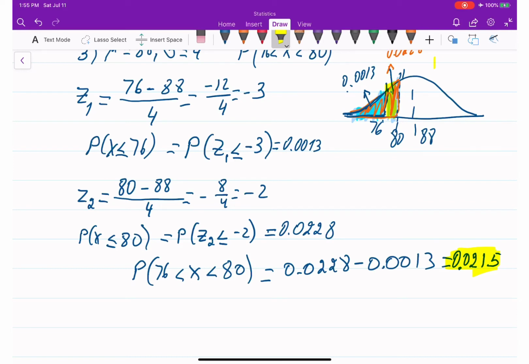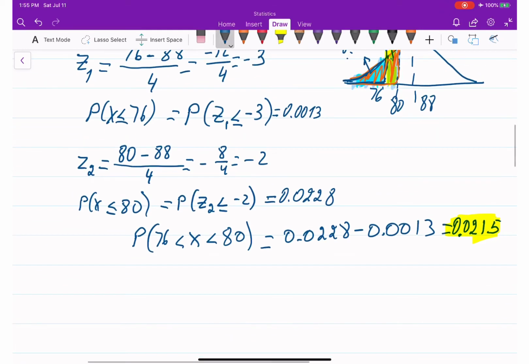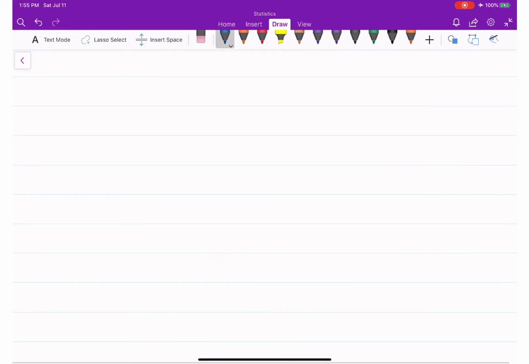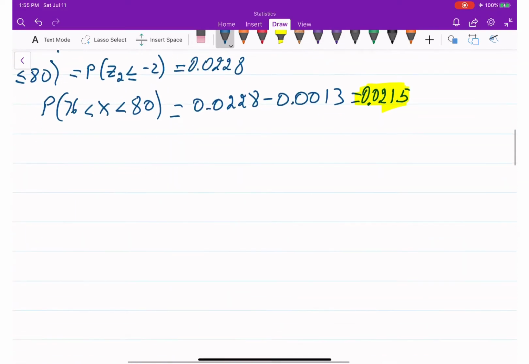Solving the next problem. Let's see what we have. Let me move this table down. Oops. What just happened?